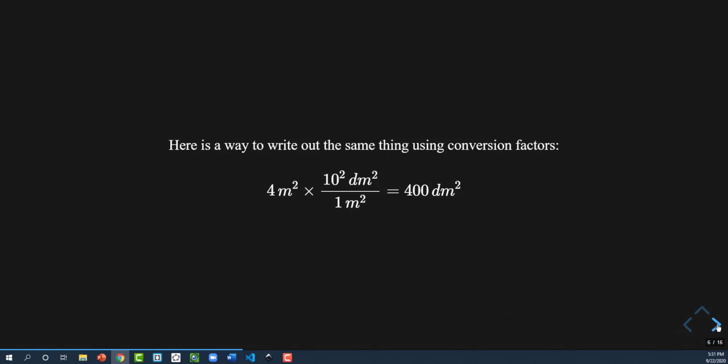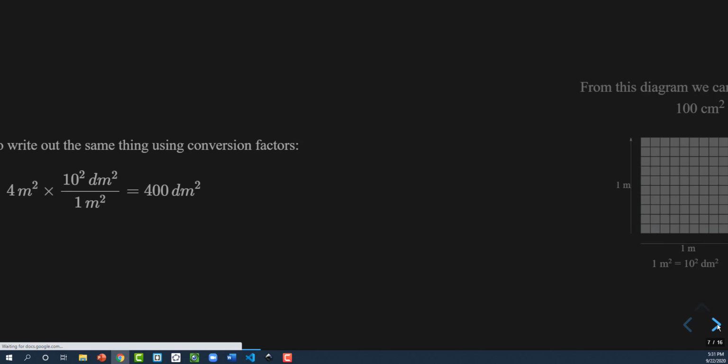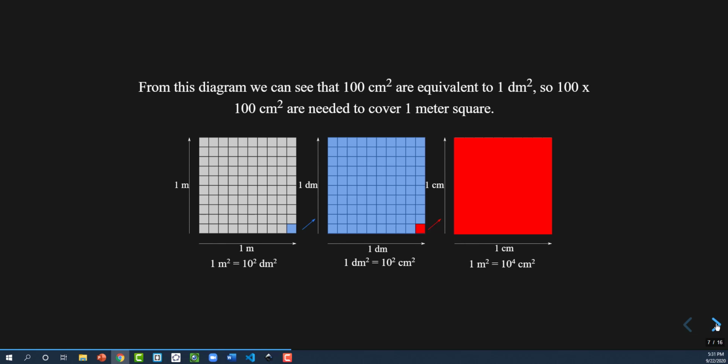Okay, pretty good, I hope. Let's now compare something that's not just 1 power of 10 different, but 2 powers of 10. Look at this diagram for a moment and see if it makes sense. The question is, how many of the red squares would cover this whole square meter? We already know 100 of the blue ones cover it. That is, 100 decimeter squares are equivalent to a meter square. But how many of these red squares?